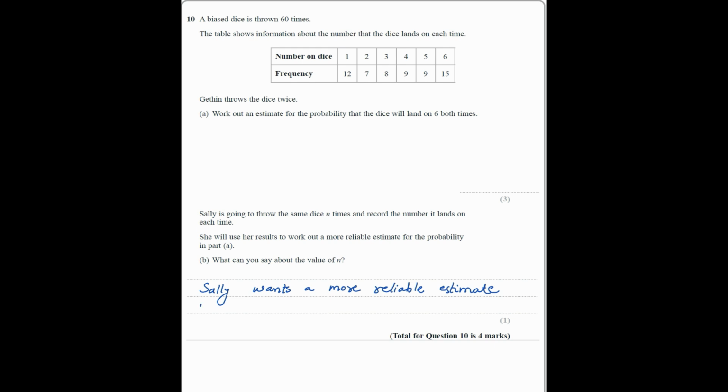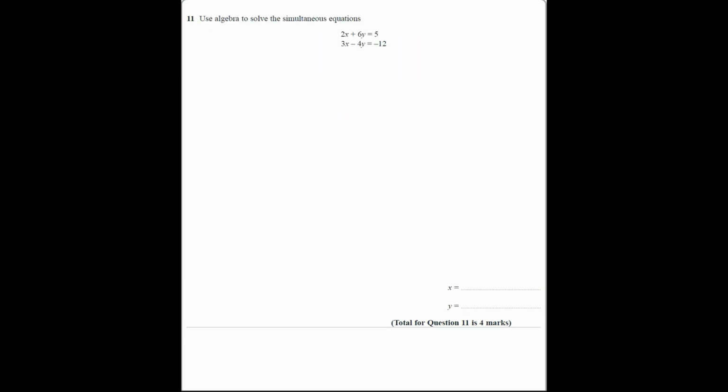Her value of n must be greater than 60. So more trials equals better accuracy. Law of large numbers.